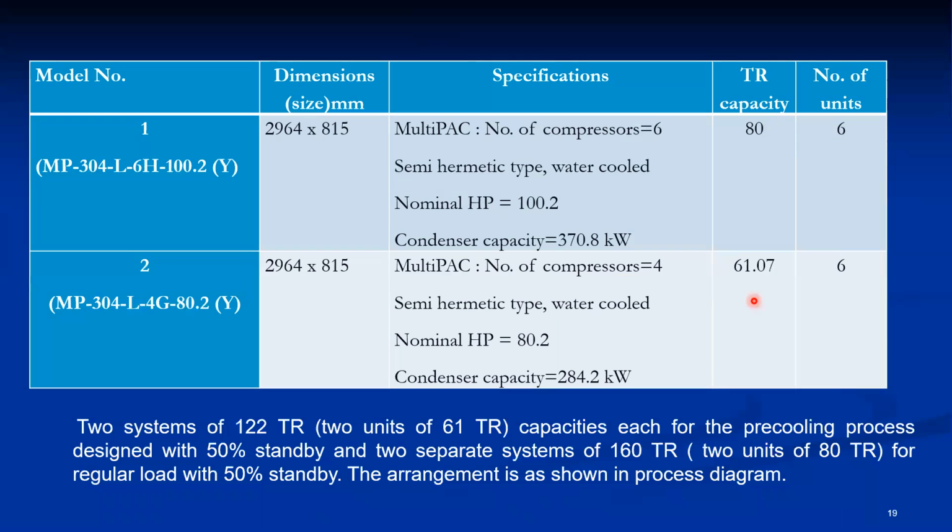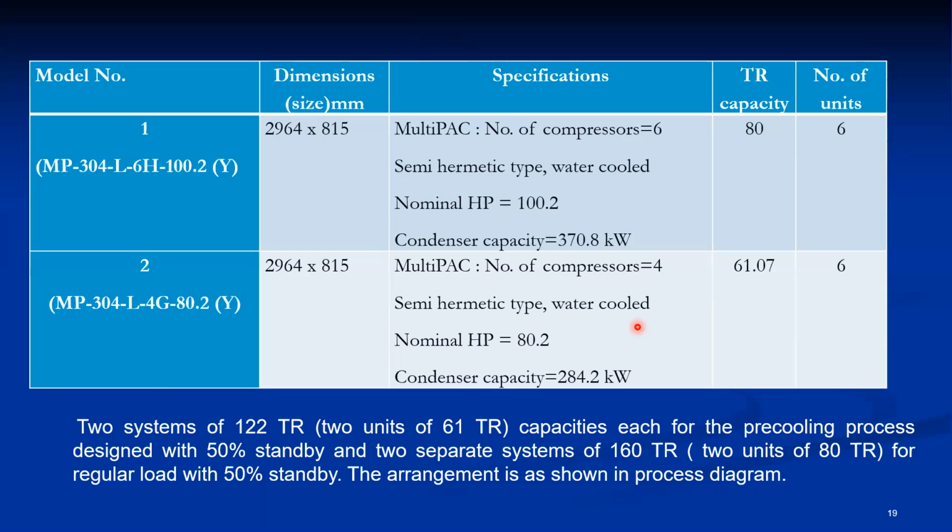The two systems we can see have 61 TR capacity each for the pre-cooling process, designed with 50% standby, and so in every system one unit is standby. Because in case of breakdown, or also it is recommended to run the compressor alternately, 8 hours duty, we can alternately assign the compressor, because one particular compressor is not recommended to run more than 16 hours.